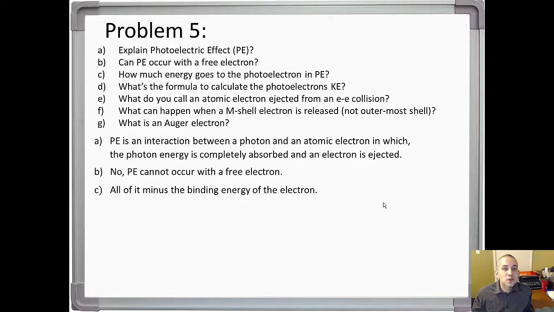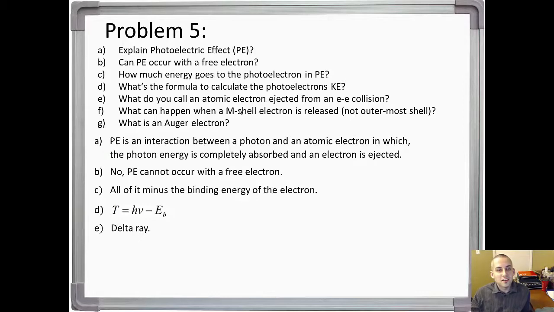So therefore, what's the formula to calculate the photoelectron's kinetic energy? The kinetic energy is equal to hν minus the binding energy. So simple enough. For E, what do you call an atomic electron ejected from an electron-electron collision? It's a delta ray.